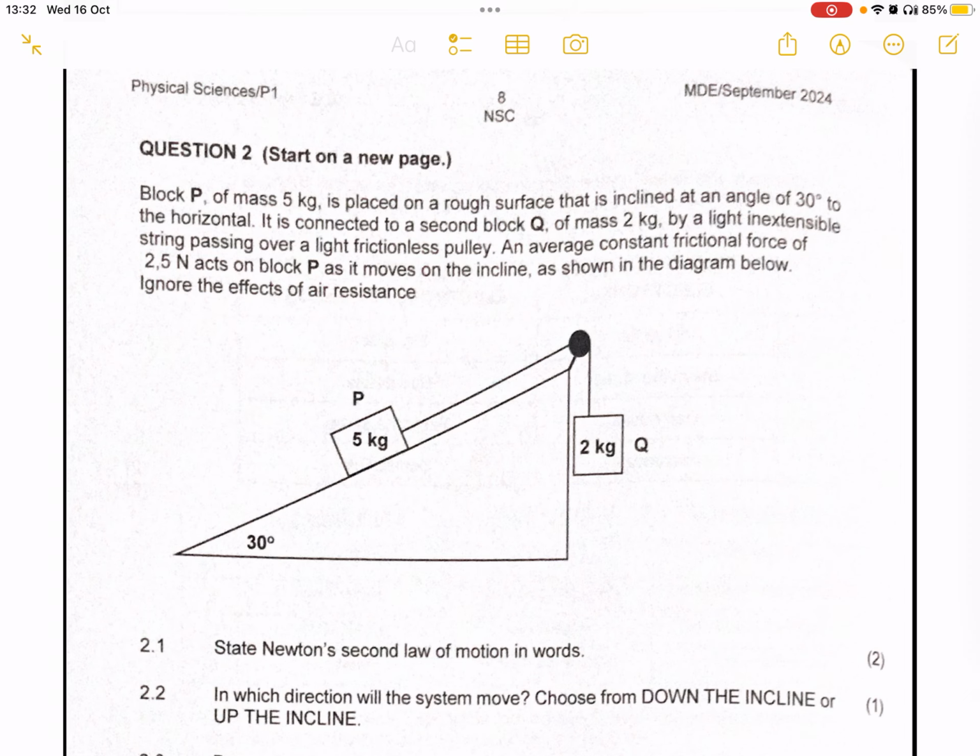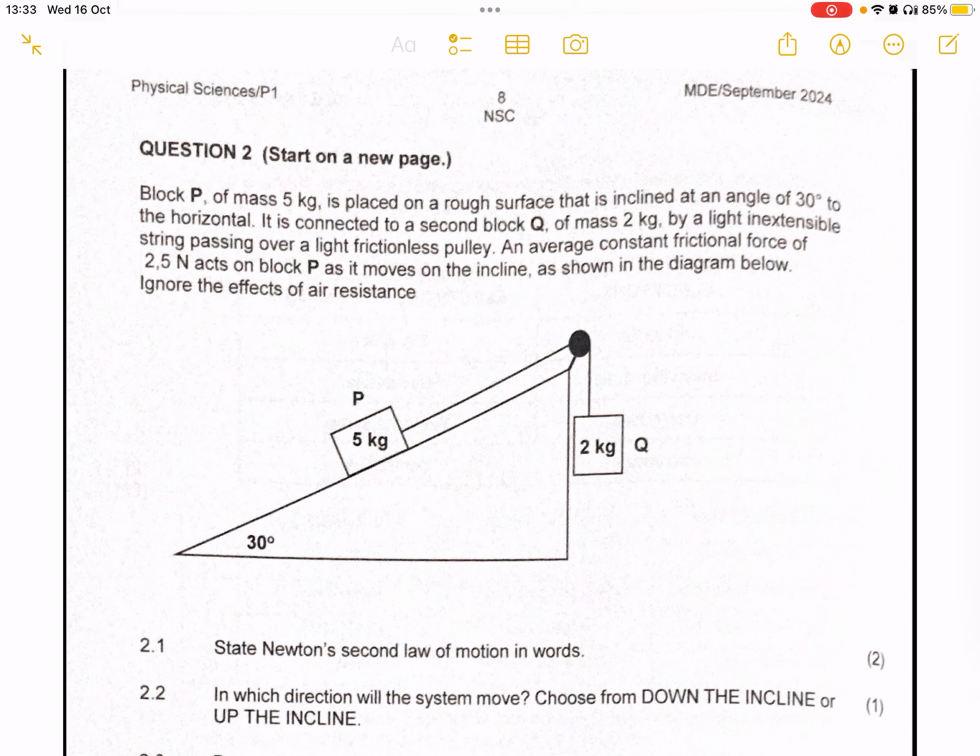Now, in question 2, we are given a block P of mass 5 kilograms, as you can see from the diagram, that is placed on a rough surface that is inclined at an angle of 30, and the 30 is being shown there, to the horizontal. So it's a 30 angle to the horizontal.